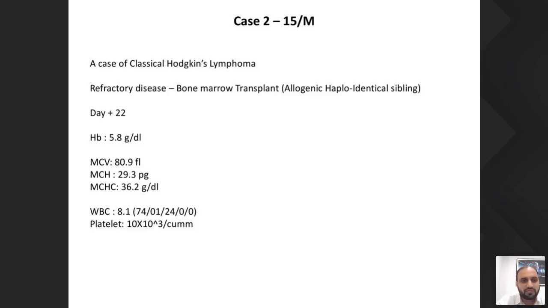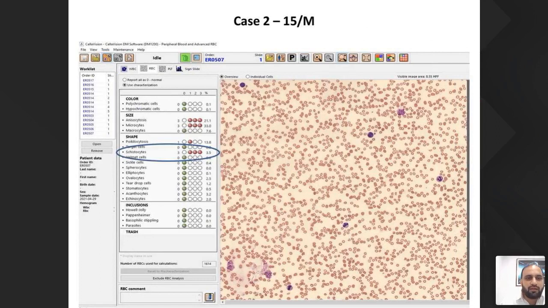So this is a hospital based case where we have a bone marrow transplant unit, a case of classical Hodgkin's lymphoma, a young male child with a refractory disease, who underwent bone marrow transplant, and on day plus 22 we got the sample for CBC: a hemoglobin of 5.8 with normal looking RBC indices, a low platelet count, and WBC looking normal with normal differential. So I directly go to the RBC tab.